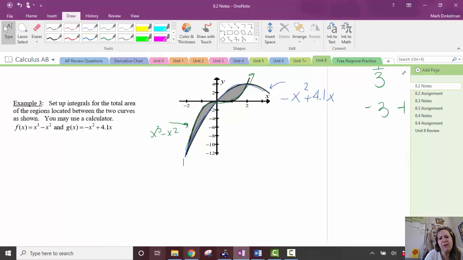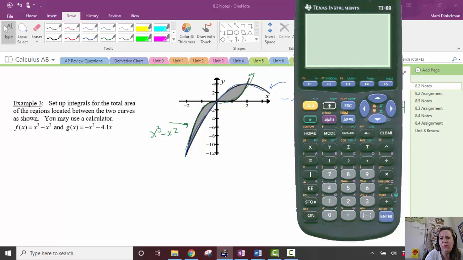A couple things on our calculator. We're going to have to figure out where they intersect. We can do that in a couple ways. 89 people, you can go to the F2 Algebra tab and use the solve feature and just set the two equal to each other. I'm going to pretend like I have an 84, because all of us can do this in this way. So I'm just going to go x cubed minus x squared. That's the first function. Just make sure it looks right. And then negative x squared plus 4.1x. Okay, let's make sure that looks good. And then I don't even know what kind of window I'm in. Looks pretty good.